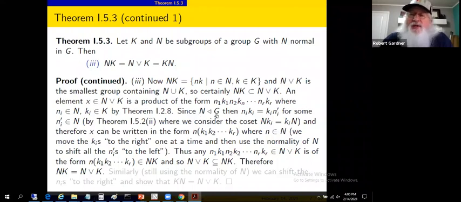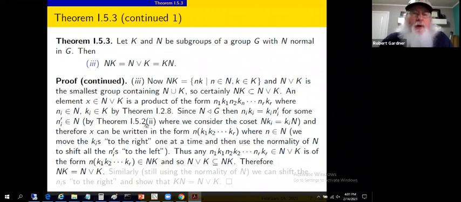Since N is a normal subgroup of G, consider the coset N k sub i times k sub i N. Taking one of these subscripted k's, the k's are from subgroup K, so they all live in G. We have a normal subgroup N in G, so I know N k sub i equals k sub i N. This right coset equals that left coset. That's part 2 of theorem 1.5.2.